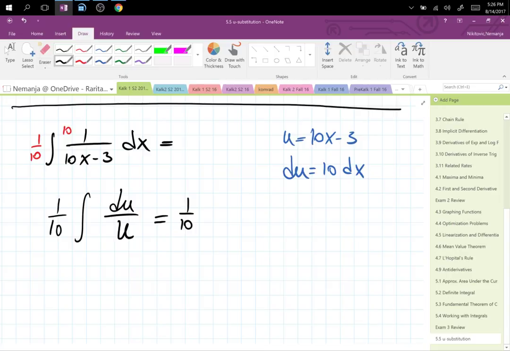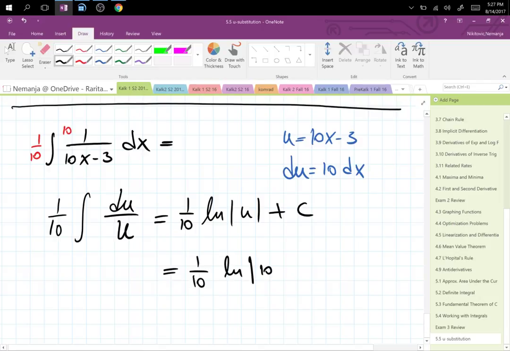So what is the integral of du over u? Oh, it's just u squared divided by 2, right? No, no. This is u to the minus 1 du. If you do plus 1, it's going to be 0. So that's not good. 0 in denominator. That's not good. So what do we do? Oh, yeah. Oops. Plus c.